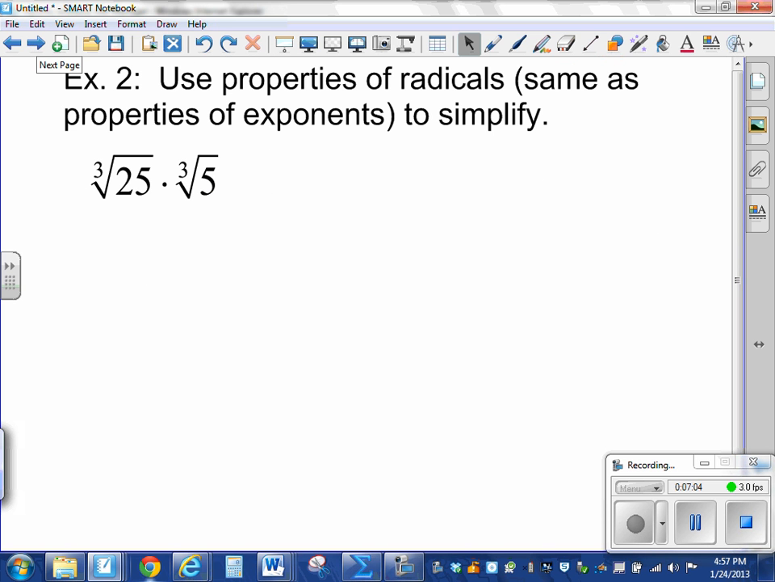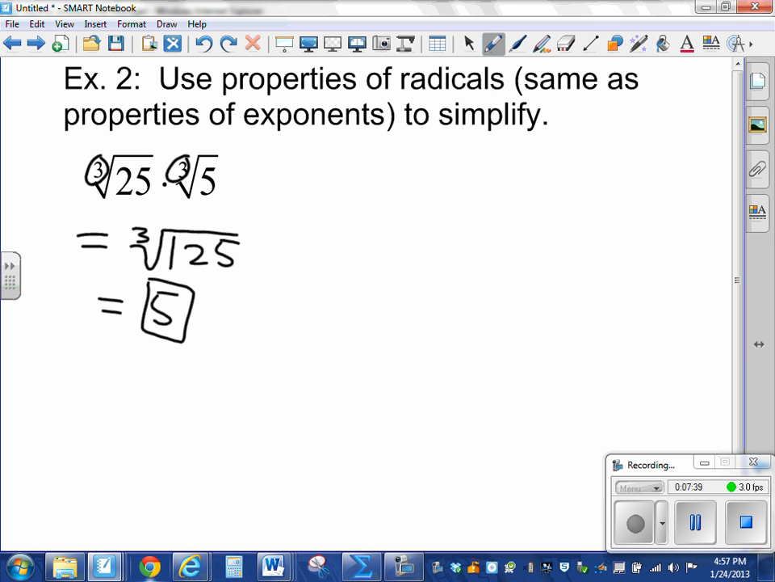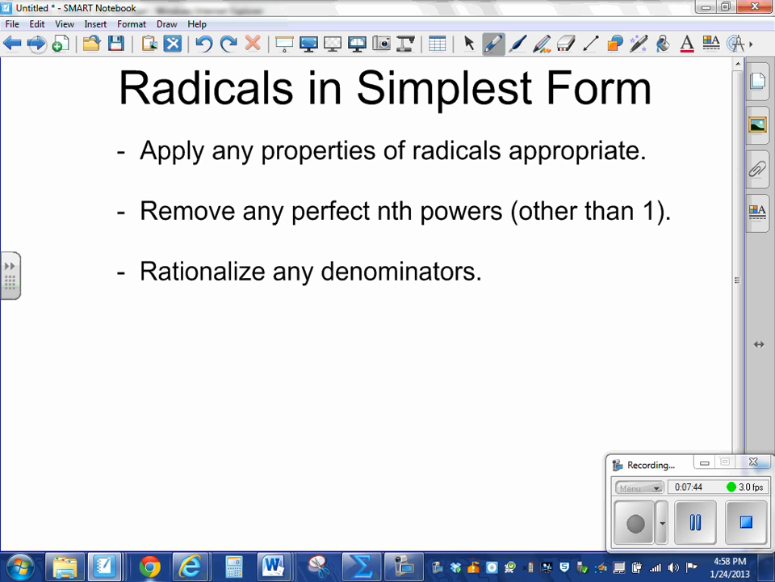So second example we did was this. So we're going to use the properties of radicals to simplify this. So to simplify this, first off, we don't want to change it into rational exponent form. You could, but I do want to see you guys actually using the radical form all the way through. Since these do have the same roots, you're going to put it under the same root. Okay, 25 times 5 is 125. Okay, cube root of 125 is 5. 5 times 5 times 5 is 125. There you go. All right, so moving on.